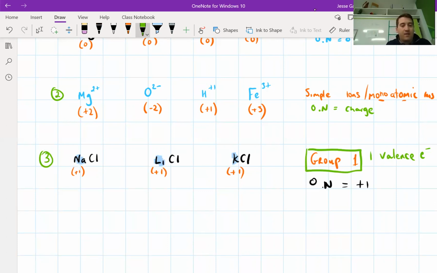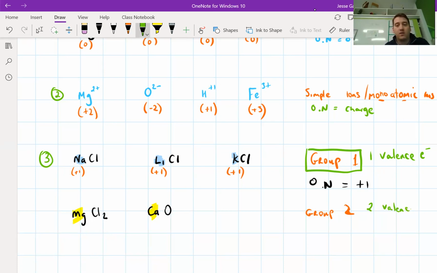Next one, following on from that, guess what's next? The group 2 elements, magnesium. So magnesium chloride, for example, or we'll go to calcium. Calcium oxide is another example. So what these have in common is that these are group 2 elements. So we've got magnesium and we've got calcium. They're also metals, low first ionization energies, low electronegativities, means they're going to lose electrons too.